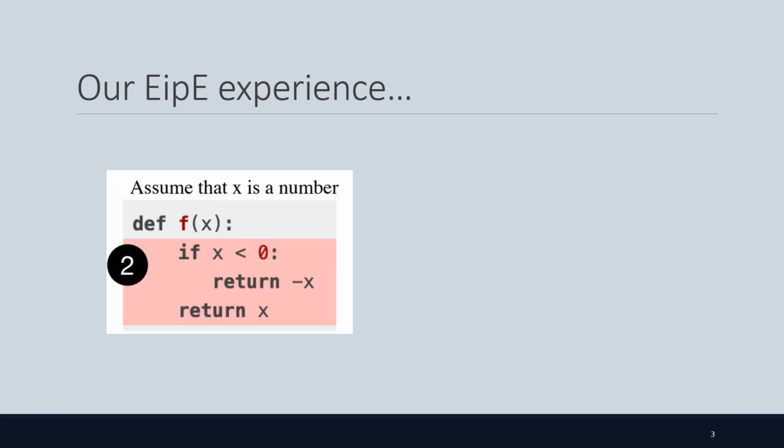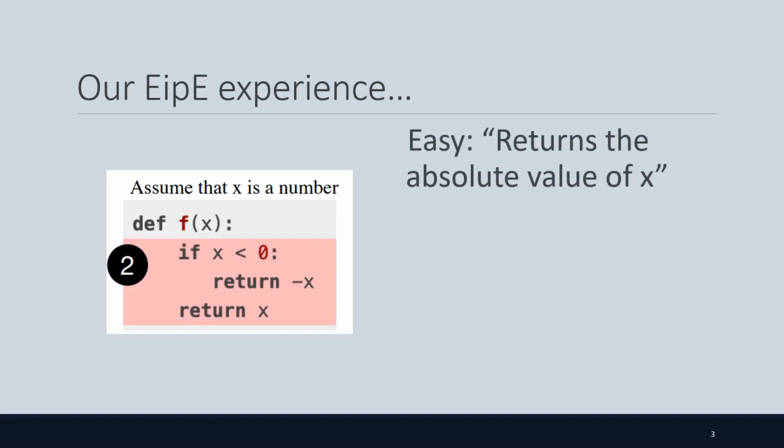In our experience with EIPE, student answers aren't always clear-cut and easy to grade. Sometimes they are. "Returns the absolute value of x" is a clear, high-level, obviously correct description of the function on the left side of the slide here.